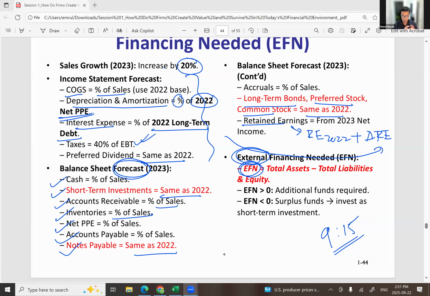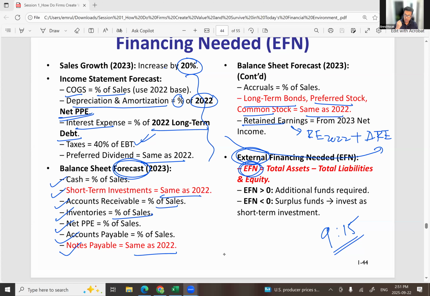If you don't need the money, that means you have a surplus fund which can be invested in short-term investment. By the way, your balance sheet won't balance. So the way you balance the balance sheet is if you see the total asset is bigger than total liability, which means you need funding. So you add the difference, which is EFN, under notes payable. That means you're borrowing money.